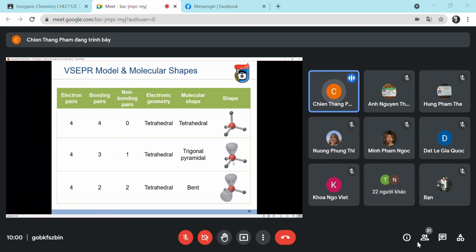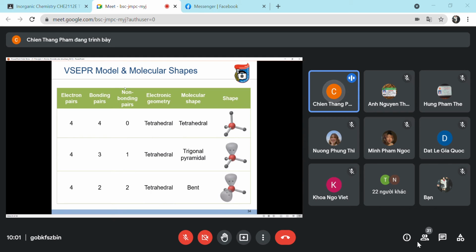Okay, so the next one is an example for the number of electron pairs, with 4 electron pairs. Here, with the 4 electron pairs, the electronic geometry is the tetrahedron. All of them are tetrahedrons. However, now the molecular shape depends on the number of non-bonding pairs. With no non-bonding pair, so you have four bonds here. So for this one, the molecular shape is tetrahedron.